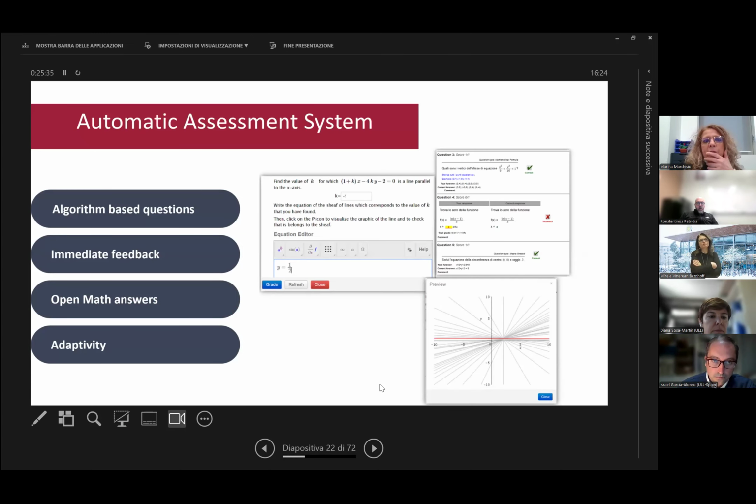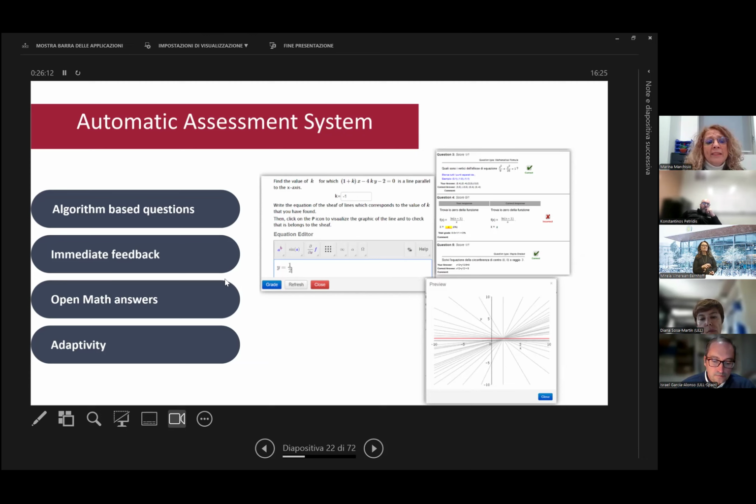The other very useful tool for mathematics is the automatic assessment system. What does it mean? It means to have something very different from multiple choice: you can prepare quizzes with multiple choice also with the learning management system. But it means to have algorithm-based questions. I prepare one question, but I have infinite questions with different numbers of the same level of difficulty.